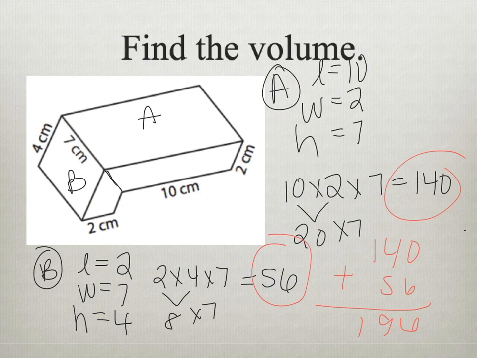And then for shape B, I have the length here as 2. I have the width here as 7, and the height is 4. And it's okay if you did the length and the width opposite because it still amounts to the same thing. So 2 times 4 times 7 will give me the volume. 2 times 4 is 8, and 8 times 7 is 56. And then I add those together, 140 plus 56, I get 196. So the volume of this shape is 196 centimeters cubed.